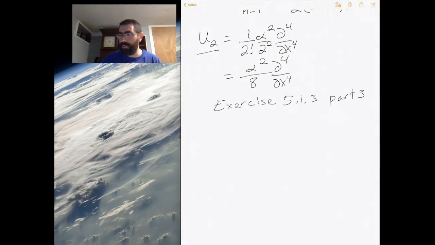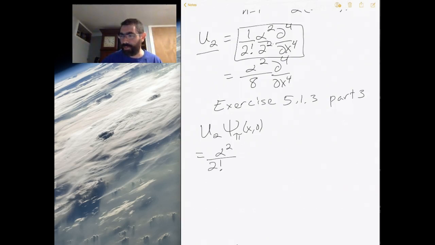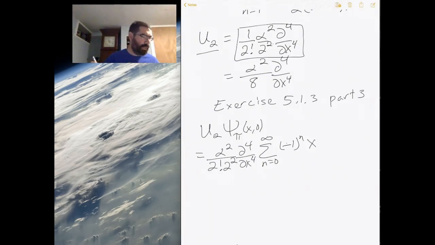And so I'm going to start off not with this reduced form, but with the original one with all of the 2 factorial and 2 to the 2 power. So basically, we have to apply the propagator to our wave function. And what we have is alpha squared over 2 factorial 2 to the power 2, the 4th order derivative of the Taylor series, n equals 0, minus 1 to the n power, x to the 2n, divided by 2 to the n factorial.